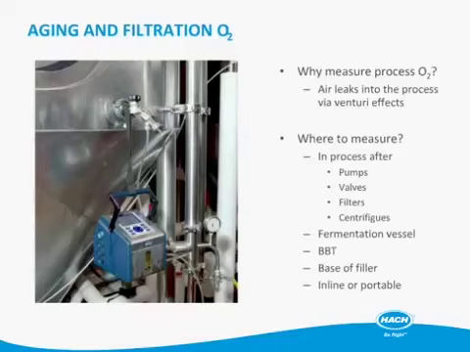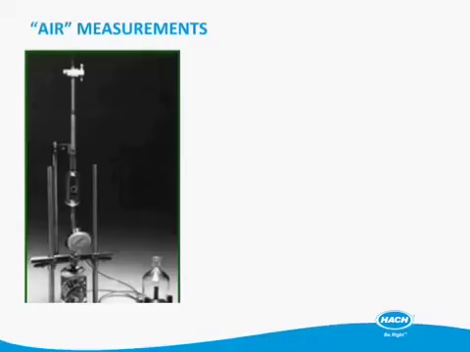Along the way, you could have dosing tanks that cause problems. You could have residual air in fermentation vessels, or you could have O2 that's in the filter before you start pushing the beer. You can also use these analyzers to measure the base of the filler after you push the beer from the beer tank to packaging to get an idea of what's going on before you put the beer in the package.